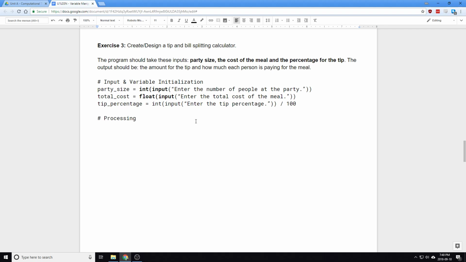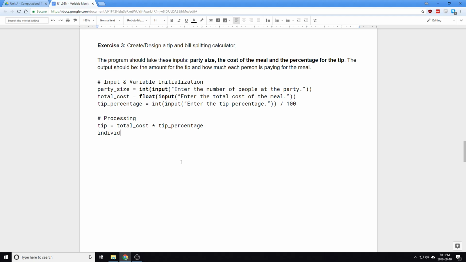Let's do some calculations. Well, first, we need to output the amount of tip and how much each person's paying. So let's calculate tip. Tip is calculated by the total cost multiplied by the tip percentage here. And that will give us the value of our tip, right? If we're paying 17%, we'll take the total cost and multiply by 0.17 to get the tip of our meal.